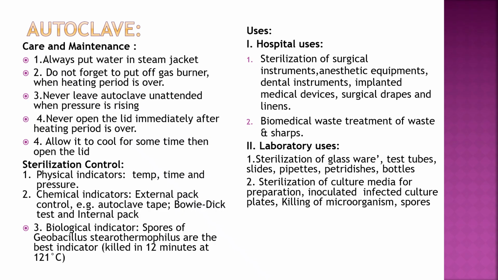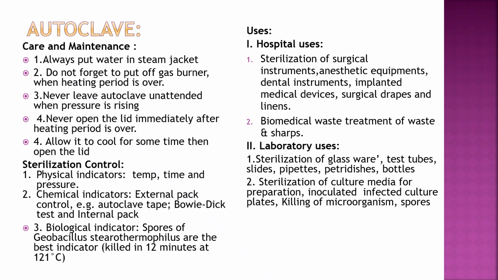Sterilization control: physical conditions like temperature, time and pressure; chemical indicators like external pack control, that is autoclave tape or Browne's test, or internal pack. The biological indicator, spores of Geobacillus stearothermophilus, is the best indicator, in which the spores are killed in 12 minutes at 121 degrees Celsius.